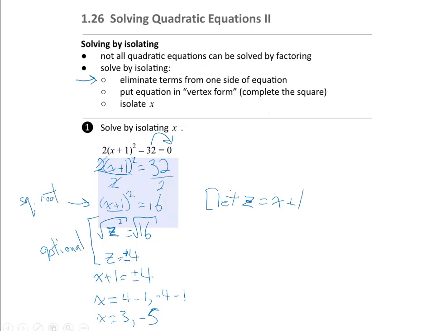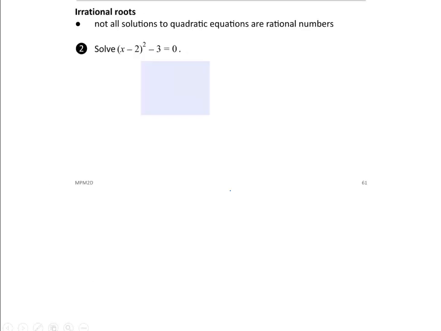Moving on to the next example. Sometimes we'll have irrational roots. You guys should remember what irrational numbers are, like root 2. We can't turn that into a whole number. We just leave it as root 2. That's an irrational number. You can't write it as a finite amount of decimals. That's what our irrational numbers are.